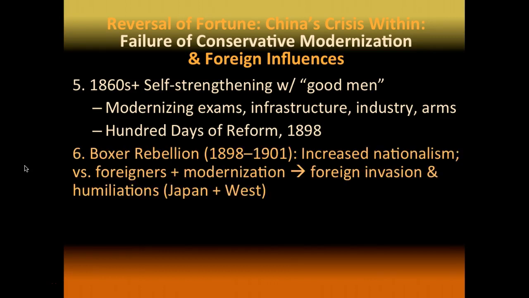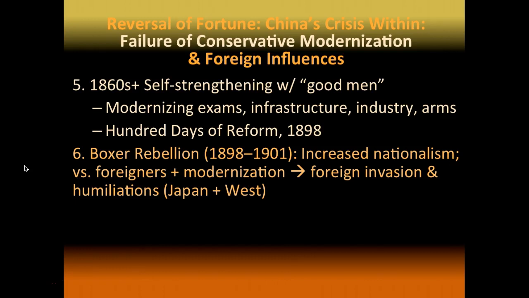Conservatives in the government and landowners did not agree. For example, the Empress Dowager Cixi, a dowager is the widow of an emperor whose son then became the emperor. So Empress Dowager Cixi, her husband, the emperor, died, and her son became the emperor, and she was really the one kind of in charge who was telling her younger son what to do. She led a coup to return to conservative ways.